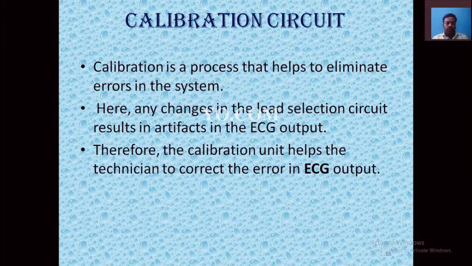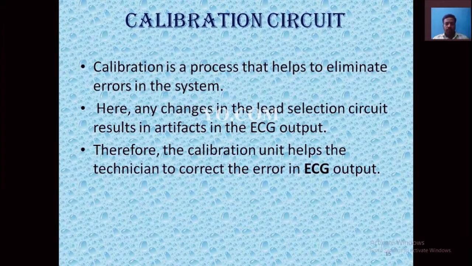Here any change in the lead selection circuit results in artifact in the ECG output. If you change from unipolar to bipolar or bipolar to augmented lead system, that causes some artifact in the ECG output. What is artifact? Artifact means noise, the unwanted signal. The artifact is due to the moving of the switch, and also the vibration or moving of lead wires. The artifact easily affects the ECG output because the ECG output is a very low signal, in the range of millivolts. Even electric field, magnetic field and mobile phone signal can affect the ECG output. So the calibration unit helps the technician to correct the error in the ECG output.